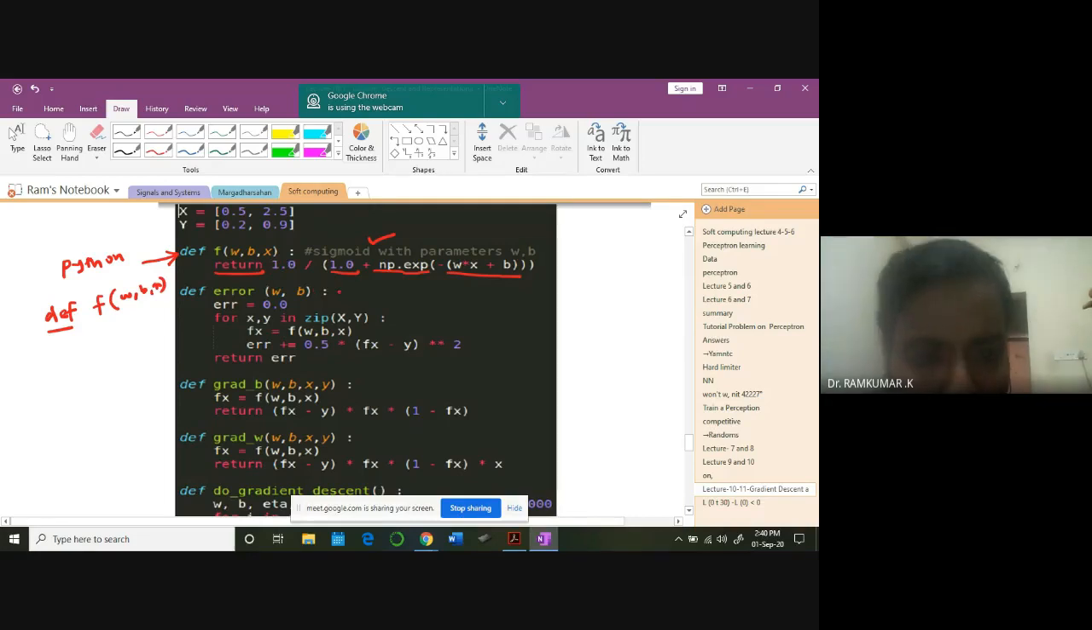And then compute the error. How are you going to compute the error? Initially keep the error equal to 0. Then for all the values of x and y, take one value of x and y first. Then put f of x equal to f of w, b. You plug it inside the function and compute that value. Take the input for the given weight and compute the function. That's what I'm doing here. So compute the function using this expression. And then compute the error.